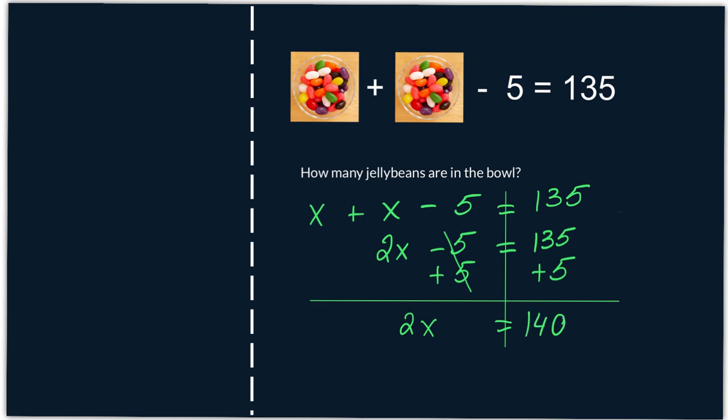Now, in your head, if you knew that we have 2 identical quantities of bowls of jelly beans, and you ended up with 140, almost immediately you're going to think, okay, if I have 2, then I'm going to divide by 2. And that's exactly what's in here. We're just going to divide by 2. And so our one bowl will be 70. So each bowl has 70 jelly beans in there, and that would be your final answer.